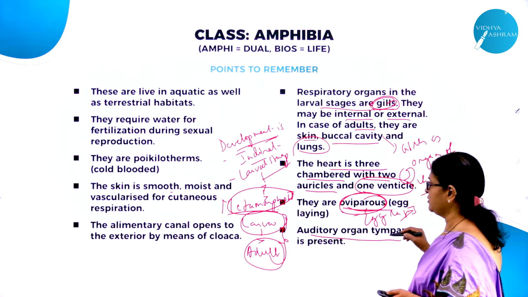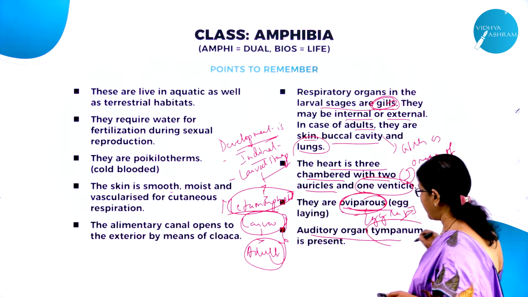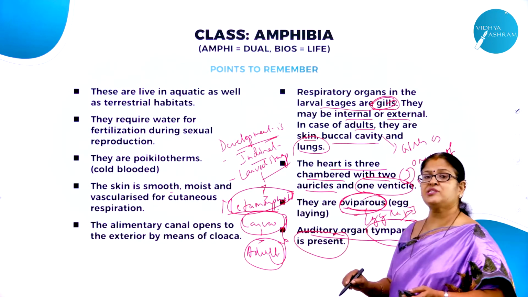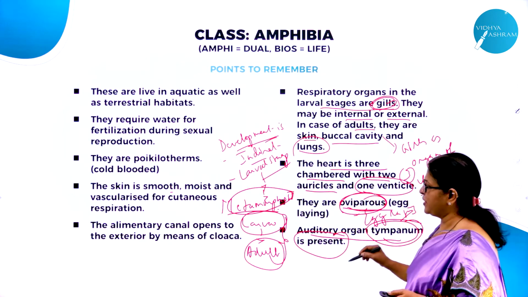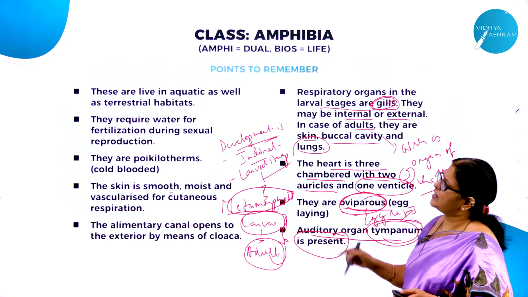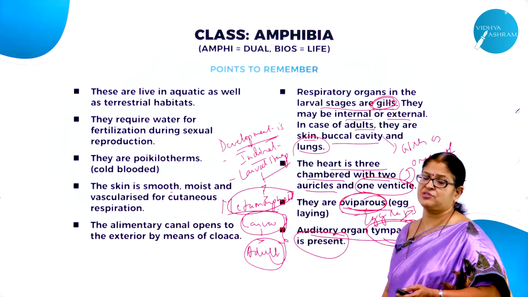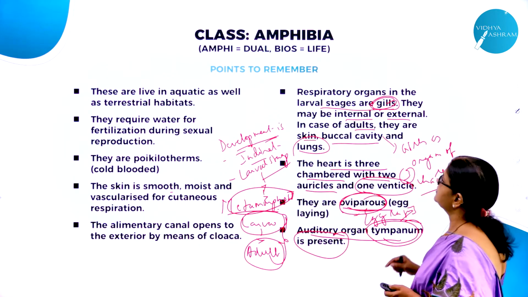And another very important thing is that the auditory organ called tympanum is present. You can see a hearing organ, what we call it as, right? The auditory organ called tympanum is present. All these are the very important characteristic features of class Amphibia.